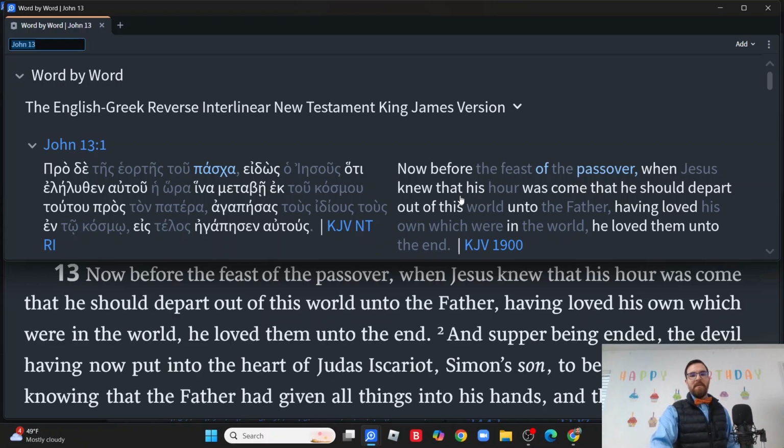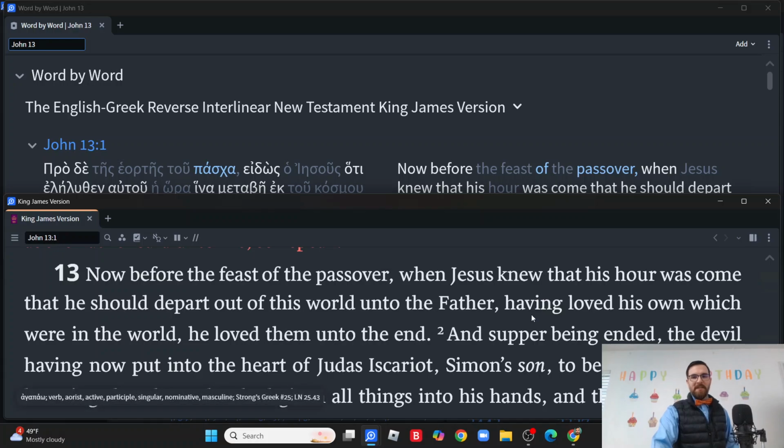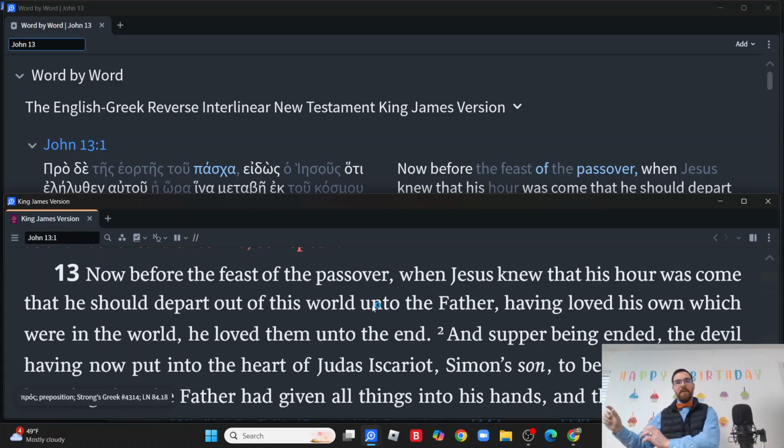When Jesus knew. Okay, so we look at this, and it says Jesus knew what? He knew that, this is a conjunction. So he knew something. What did he know? He knew that his hour was come. And then this is a hina clause, kind of like an "in order that" kind of thing. That he should depart out of this world unto the Father. So Jesus knew that his hour was come, that he was going to depart out of the world to his Father. That's all one big chunk, right? But it all starts with this conjunction, "that."